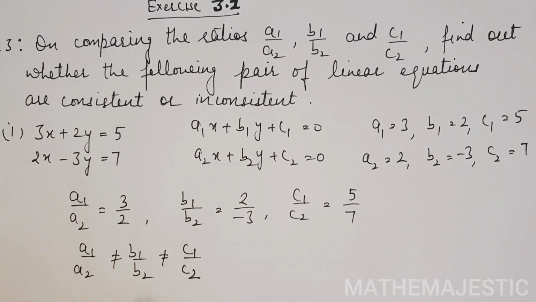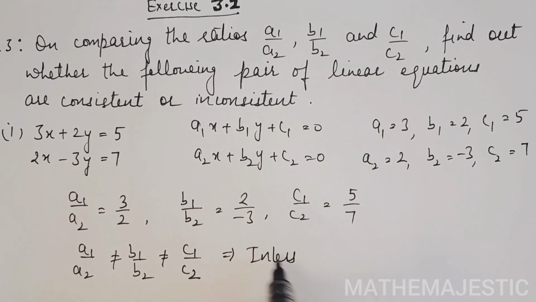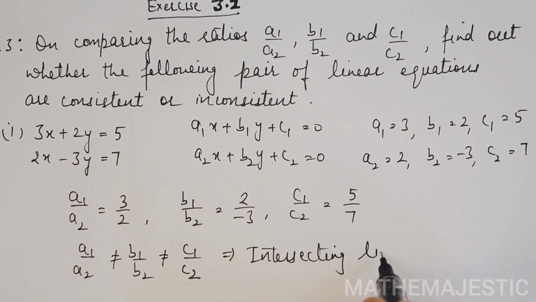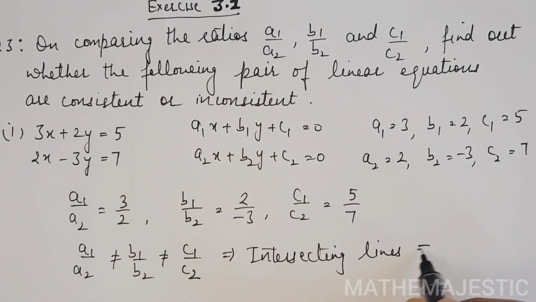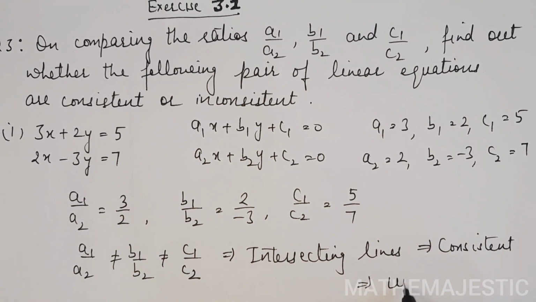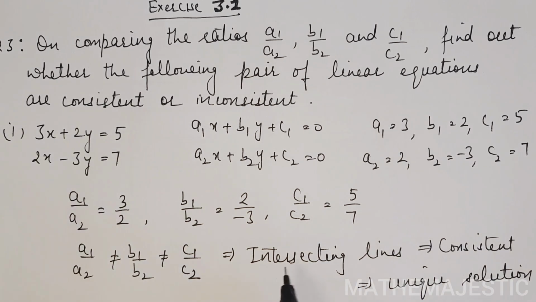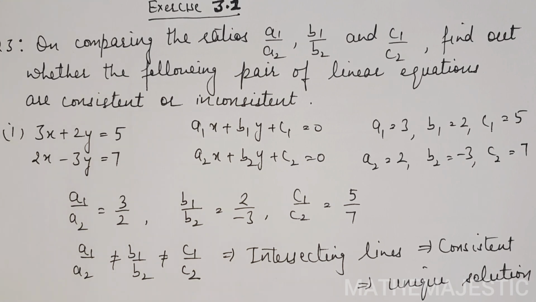But if the first two are not equal, that means the lines are intersecting lines, and that means the system of linear equations will be consistent, and they will have a unique solution. Because if the system is consistent, it might have a unique solution or infinitely many solutions. But because the lines are intersecting in this case, when the first two ratios are not equal, they will certainly have a unique solution. So the system of linear equations is consistent in the first case.